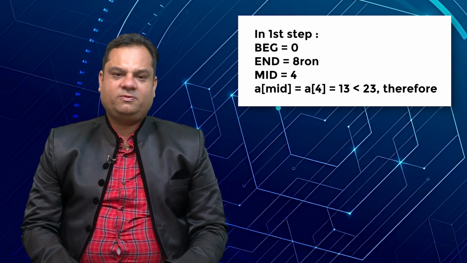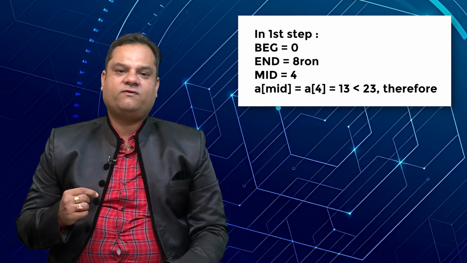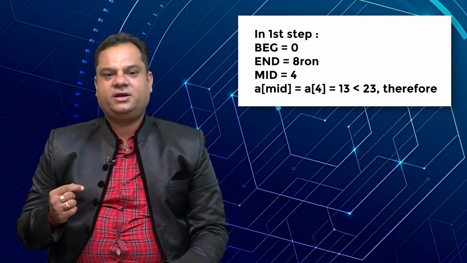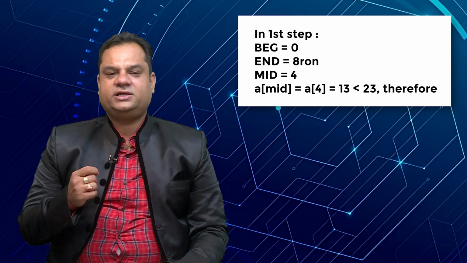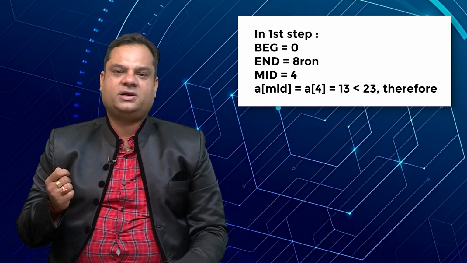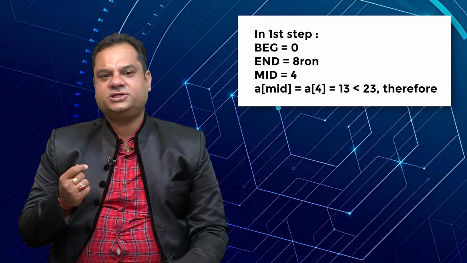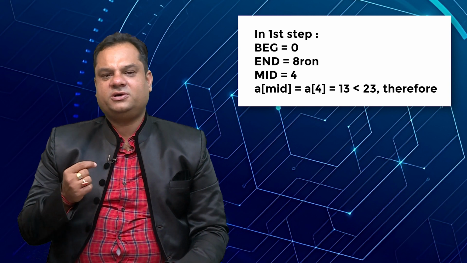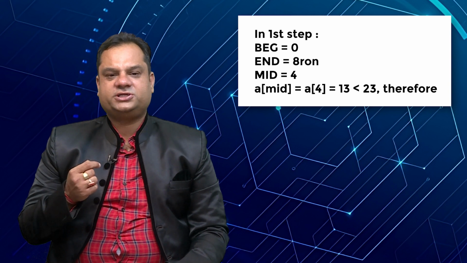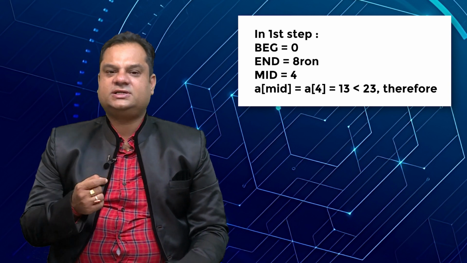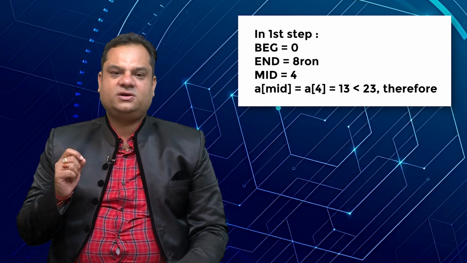When the middle position is found, we check the data of array at 4. So array of mid equals 13. Then we go for the comparing operation. 13 is not matched with the required item. Suppose I want to search for the item 23. After executing the middle position, the middle position is 4 and the fourth location has data 13, which is less than 23. Here I want to search for 23 in the given list.